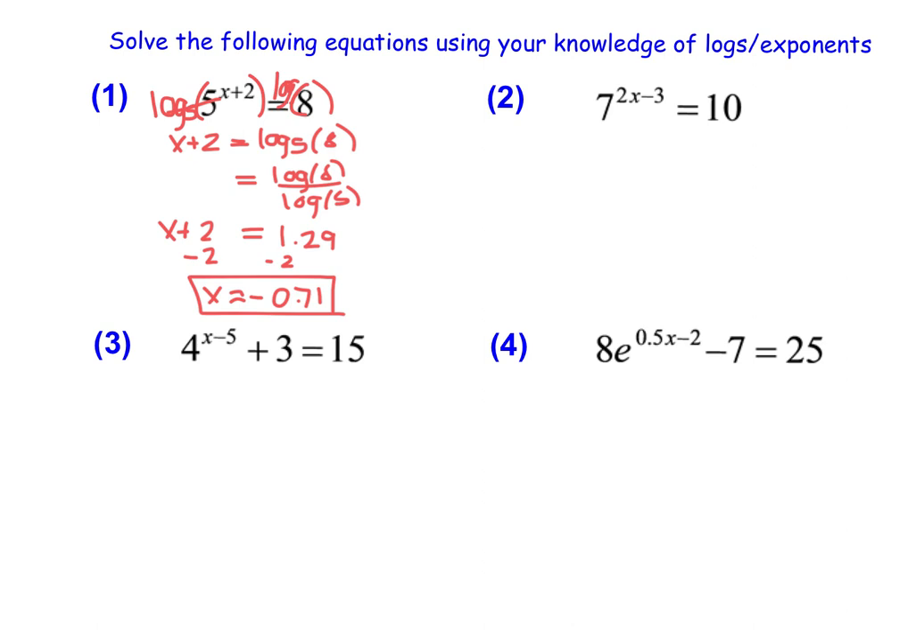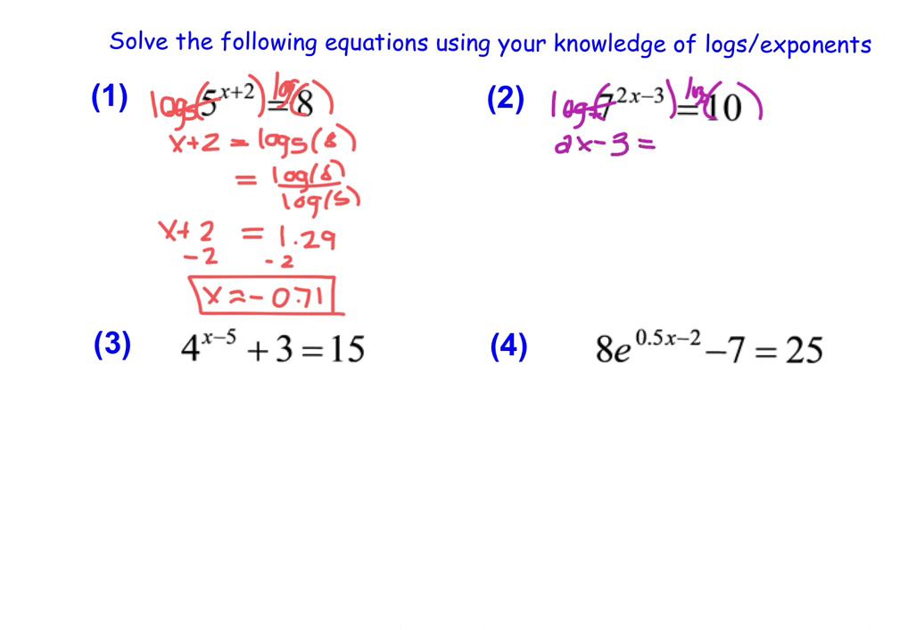If we look at the second example here, we can see that we have an exponent with a base 7 alone on the left and then 10 on the right. There's no common base that exists. So we're going to use log base 7 to undo that.